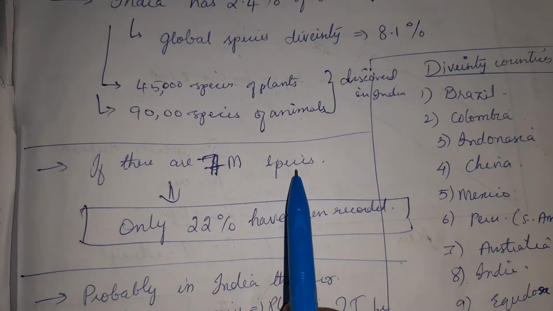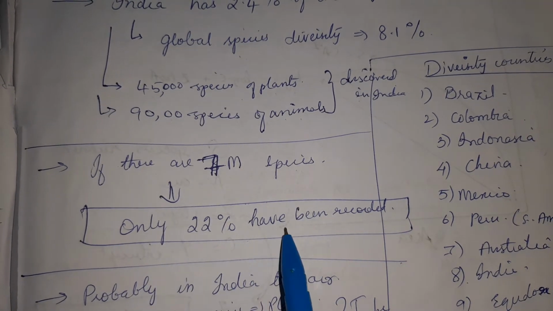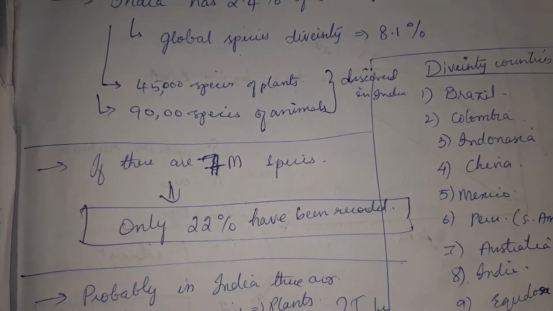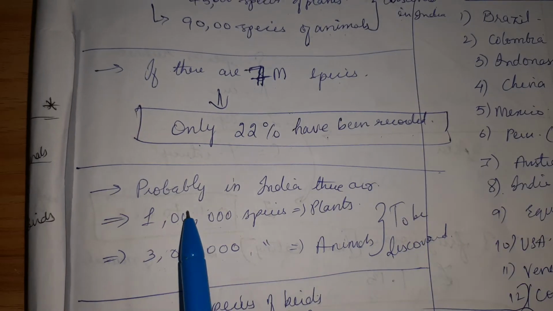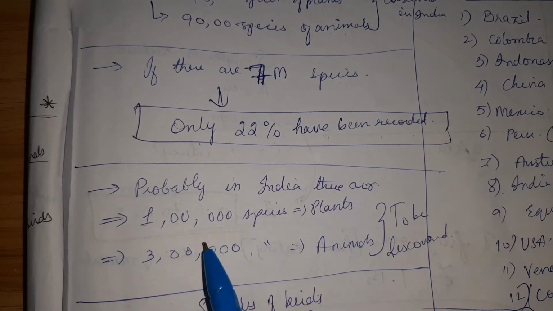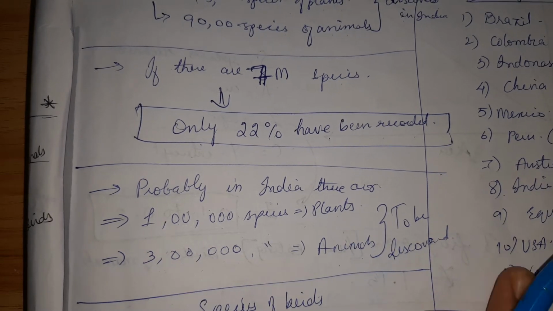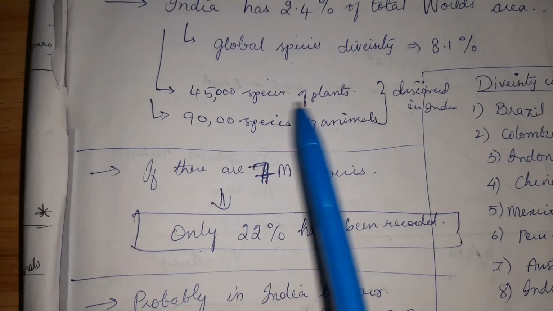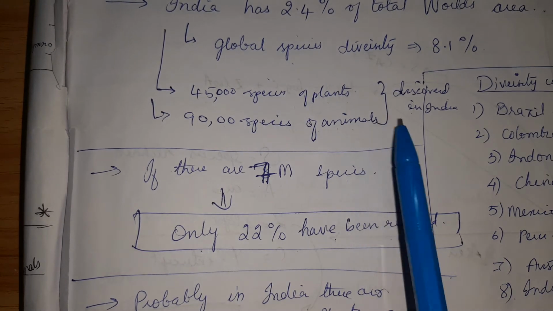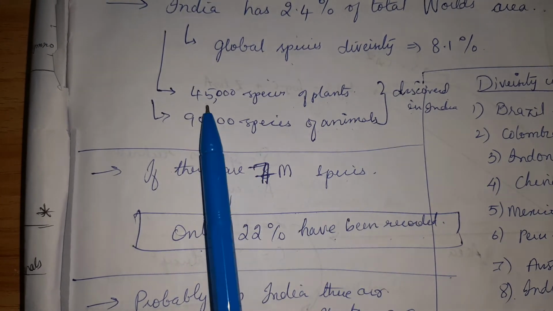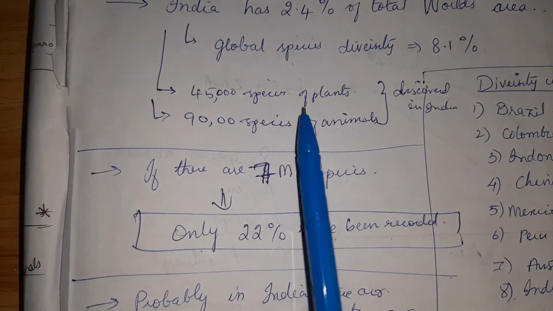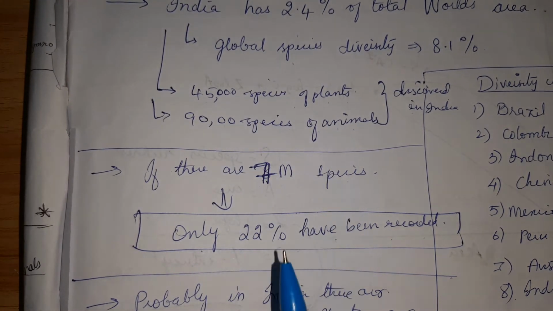If there are a total of 7 million species, according to Robert May's statement, only 22% have been recorded. Now we have probability. Probably in India there are 1 lakh species of plants and 3 lakh of animals still to be discovered. Already discovered and recorded are 45,000 species of plants and 90,000 species of animals.